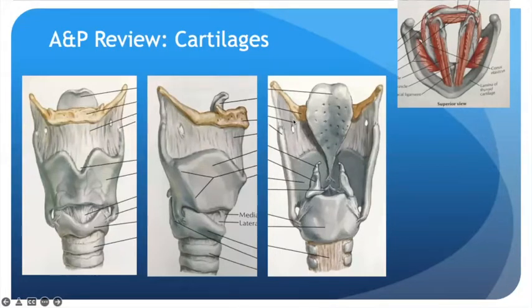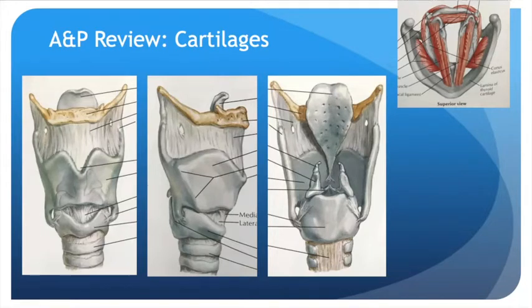We also have the epiglottis, this kind of leaf-shaped structure here that flips over to protect the airway during swallowing. There are also a few other cartilages, the corniculate cartilages, which are the superior tips of the arytenoids here. And we also have the cuneiform cartilages, which are not visible here, but kind of embedded in the aryepiglottic folds.